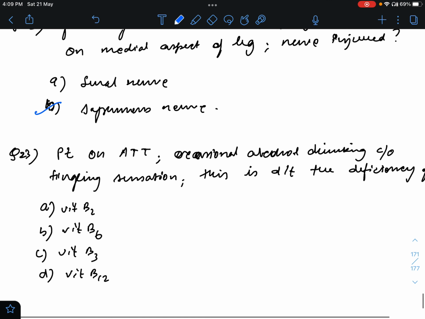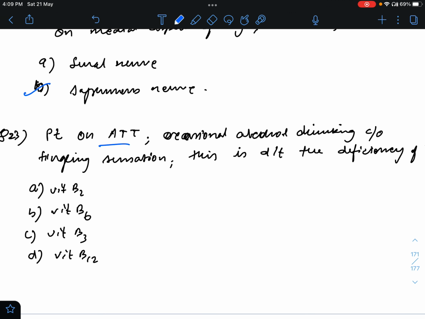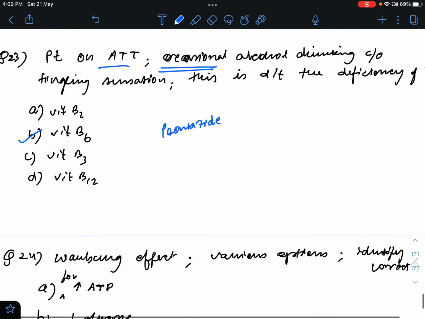Another question was a patient on antitubercular therapy, and they had mentioned occasional alcohol drinking, not regular. They had asked that the patient has a tingling sensation due to the deficiency of which vitamin. We know isoniazid causes deficiency of pyridoxine, and that is why we supplement with pyridoxine. So the answer for this will be vitamin B6.